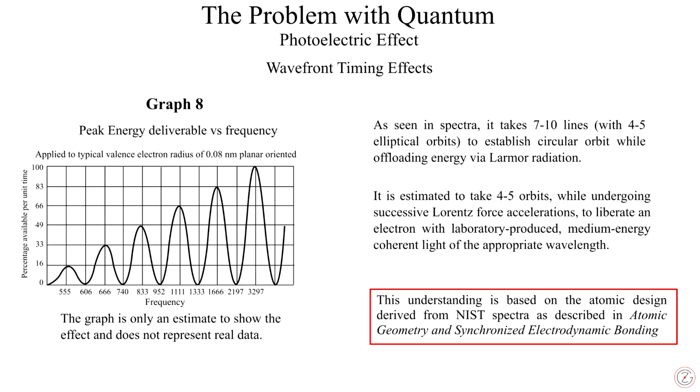90 nanometers is used in this example as a typical shortest wavelength to induce the departure of valence electrons from their orbit. There's an alternating pattern in the excitation curve between 0 and full power delivery to change the orbit of an electron. Higher frequencies allow faster excitation. This graph is an estimate showing the effect.